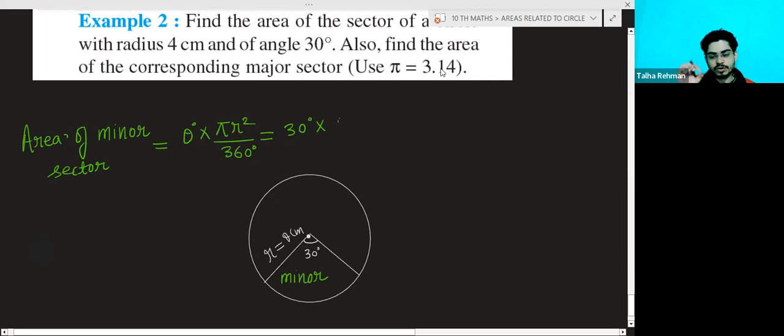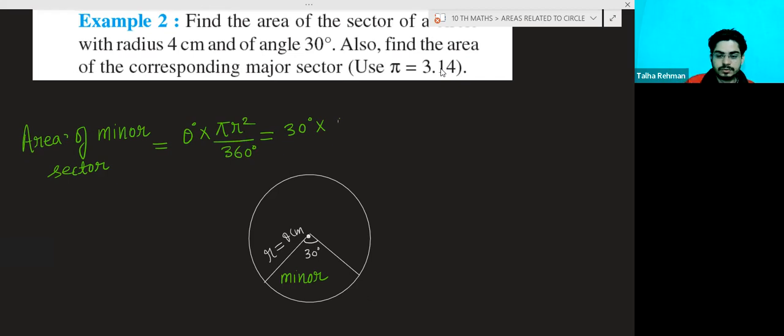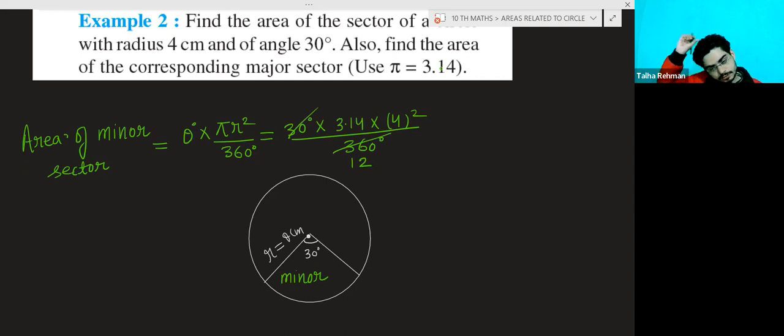So you will always use 3.14, not 22/7. Okay. So 3.14 and r square means 4 centimeter square, 4 square divided by 360. So you will cancel out 30: 3 ones are 3 and 3 twos are 6. So it will become 4 4s are 16 and this is 12. So it will become 3.14, 4 4s are 16 or 4 3s are 12.